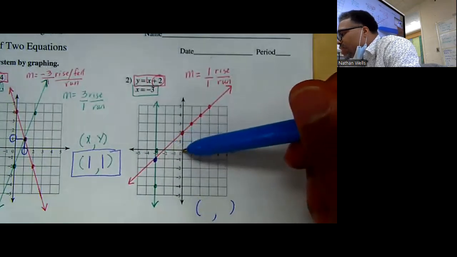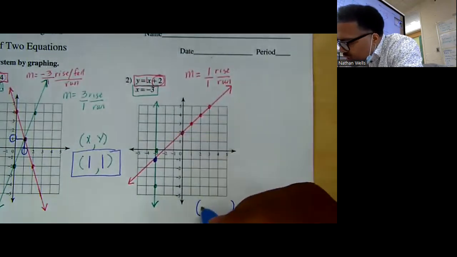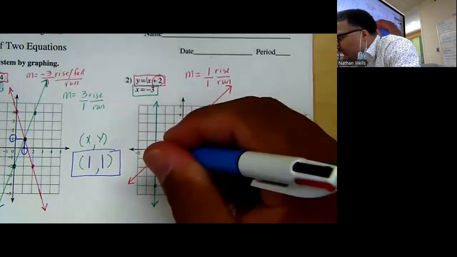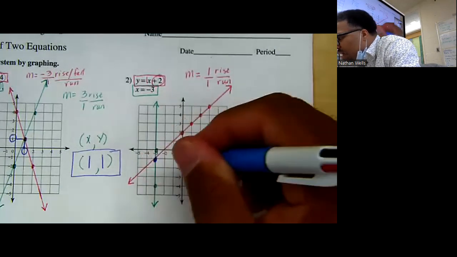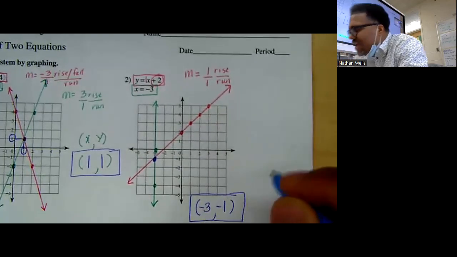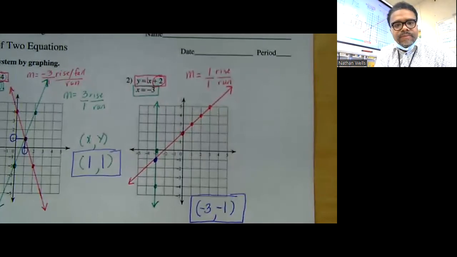So here we go. We start at the origin. We count over on the x-axis first. 1, 2, -3. So my x value is -3. And then along my y-axis, we drop down to -1 on the y. So this -3, -1 is my solution to the system of equations. Really hope this helps.